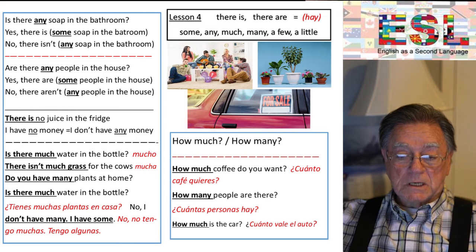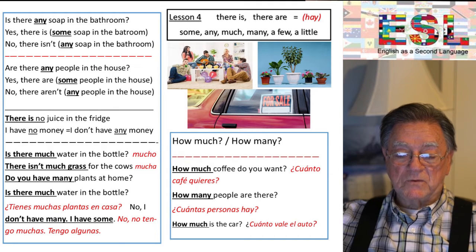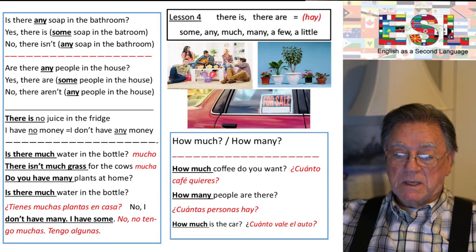Okay, here's another line here for us. There isn't much grass for the cows. In Spanish it'd be mucho hierba para las vacas. There isn't much grass. And then, do you have many plants at home? Okay, and ¿hay plantas en tu casa?